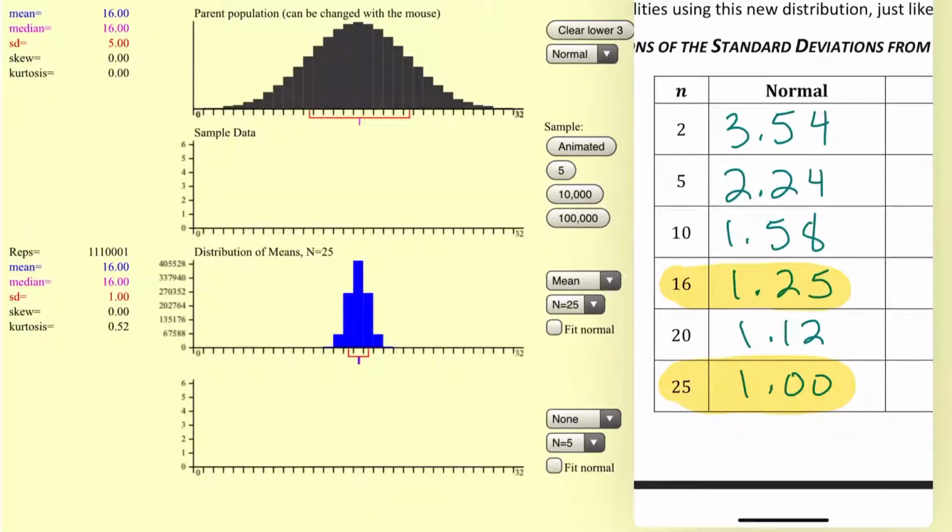I want you to try to see if you can figure out the one with the 16 and the 25. Take a second, fiddle around and see if you can see a relationship between that 5 and the 16 and 1.25, or 5 and 25 and 1. So I'll give you a second: pause the video, fiddle around, press play when you want to know the relationship.